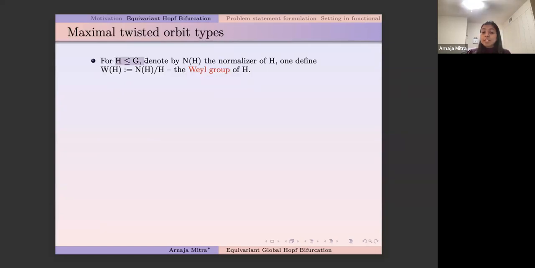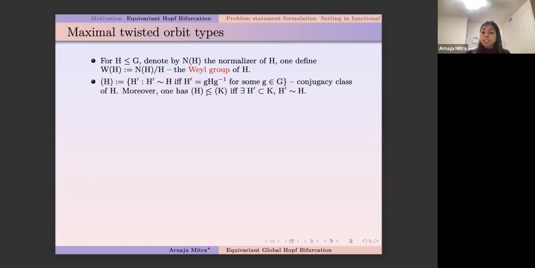That is, say if H is a subgroup of G and N(H) is the normalizer, then the Weyl group is defined by the quotient group N(H)/H. And we know the conjugacy relation is built on such a Weyl group. We can find out the conjugacy relation. And moreover, it is a partial order relation.